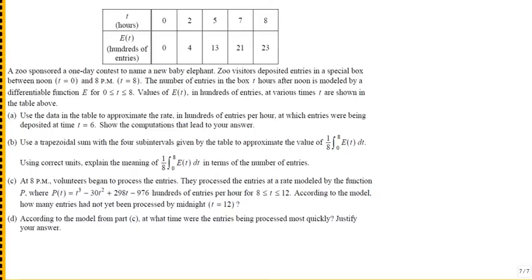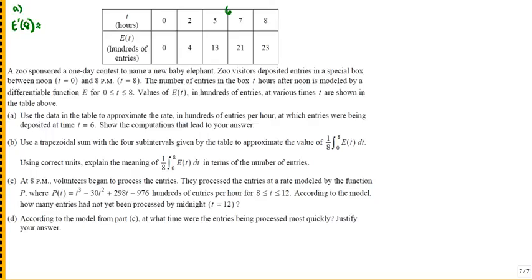So we want to use the data in the table to approximate the rate in hundreds of entries per hour at which entries were being deposited at time t equals 6. Well, since what we have is hundreds of entries, we actually have a quantity, and we want to find the rate at which the entries are being deposited at time t equals 6. We're going to use the values at 5 and 7.